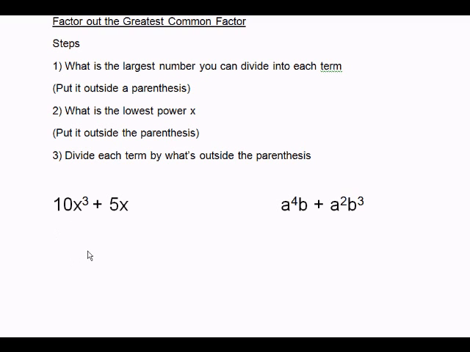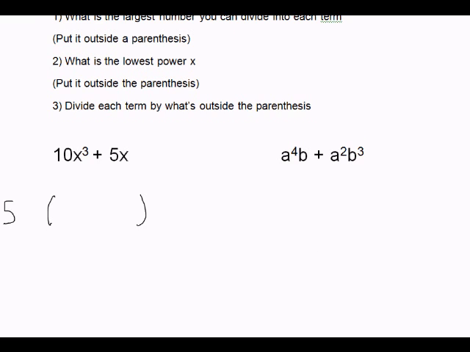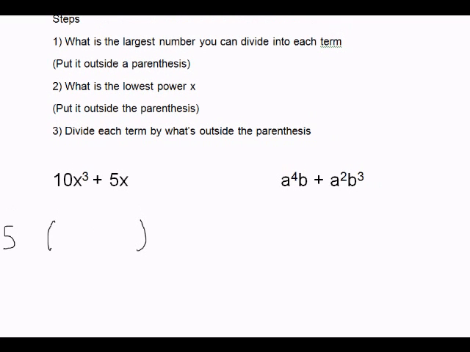So here's the first problem, 10x to the third plus 5x. Step number 1, what is the largest number that divides into 10 and 5 to each term? 10 and 5, the largest number that divides into both of those is 5. Put that outside a parentheses. There's my 5. Step number 2. What is the lowest power x? I have x to the third power, and I have x to the 1 power. The lowest power x is x to the 1 power.